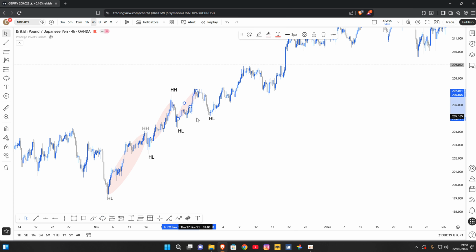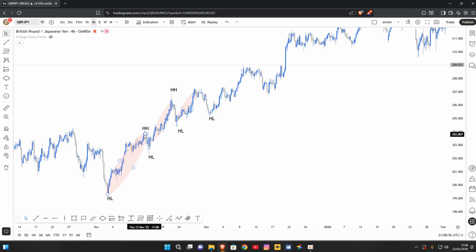Okay, identify the push. So the push is always bigger than the pullback. Remember that the overall direction is an uptrend, meaning that the biggest move here will be the push phase. Then the pullback will be something that is small.